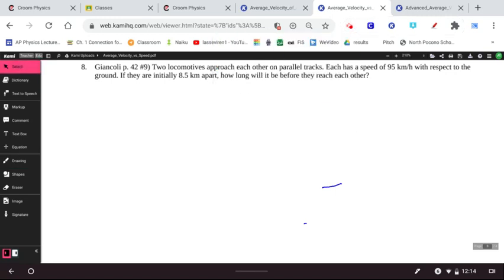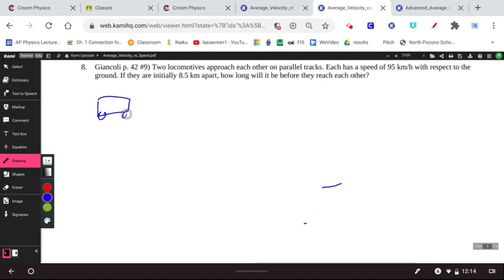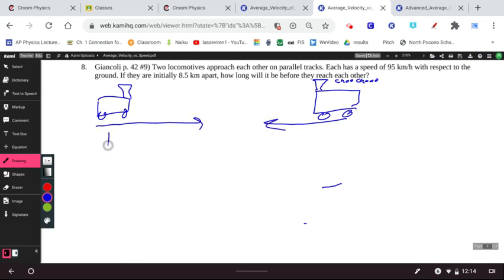Okay, so the way of thinking about this, again, drawing a picture can help. I have my train. Of course, the train has a smokestack, and it is traveling towards another train. This one's going choo-choo. And they are moving towards each other on a track. The total distance between them is 8.5 kilometers. And that means that together they are going to travel that distance.